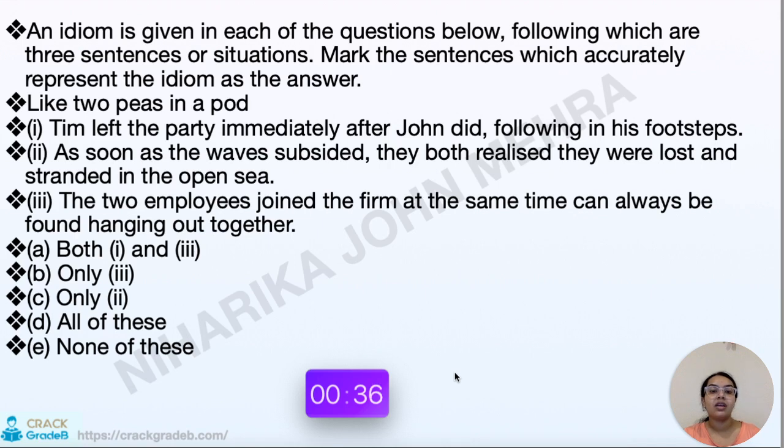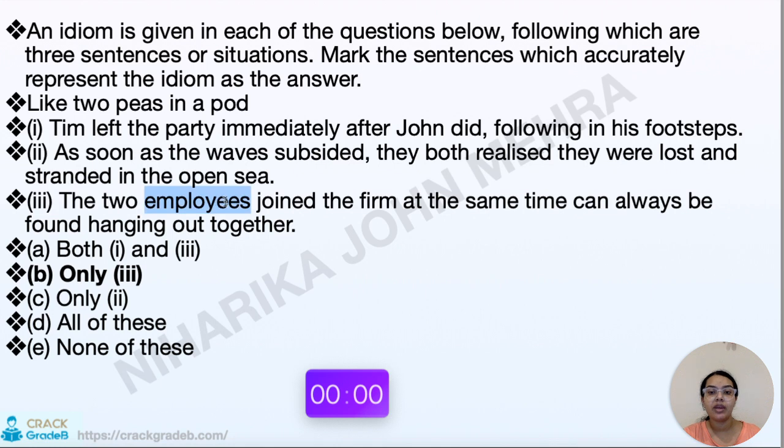The idiom here is "two peas in a pod". It's a very popular one. We see where this is used. The answer here is only the third one. Two peas in a pod means two things which are very alike, or maybe two persons who are very similar to each other.